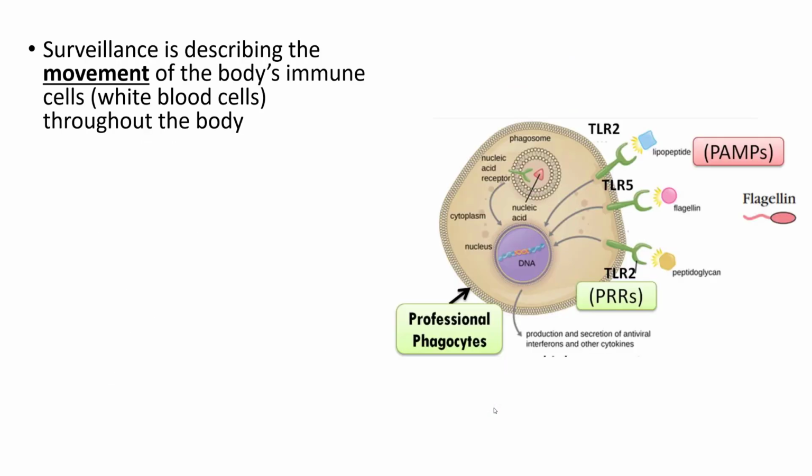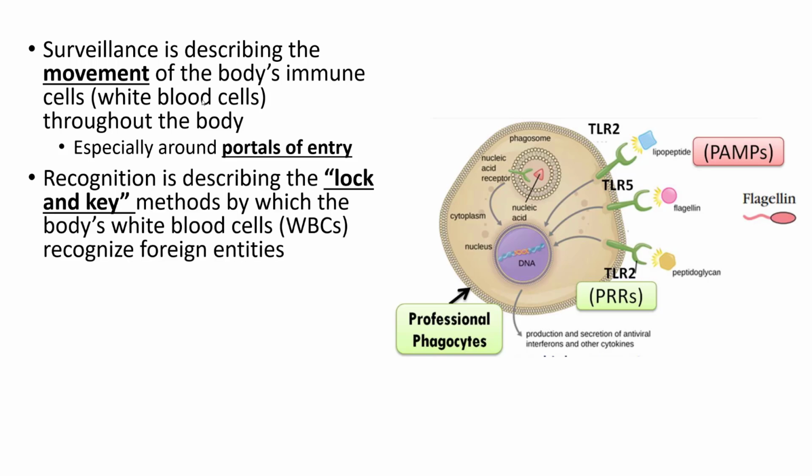Now, surveillance, in a little more detail here, is this idea that the immune cells are present and many of them are moving throughout the body. And we refer to these collectively as white blood cells. There are many different kinds, but collectively they're referred to as white blood cells. These are especially prevalent around the portals of entry. So the lungs, the gastrointestinal tract, in places below the skin where microbes can breach through. You tend to see lots of cells in those areas in particular.